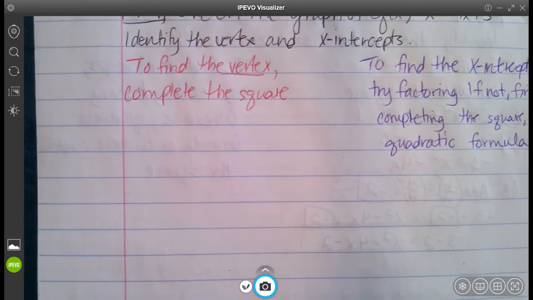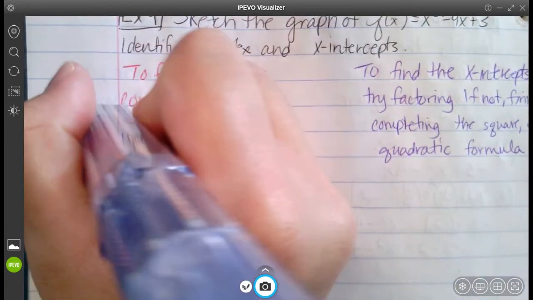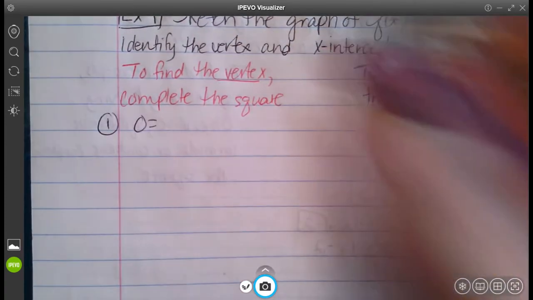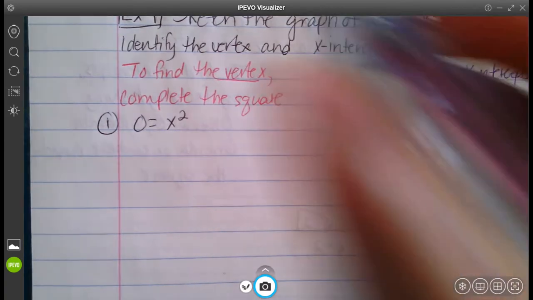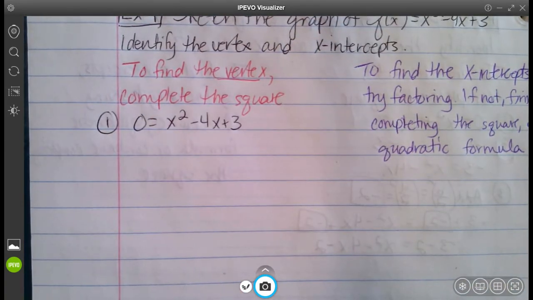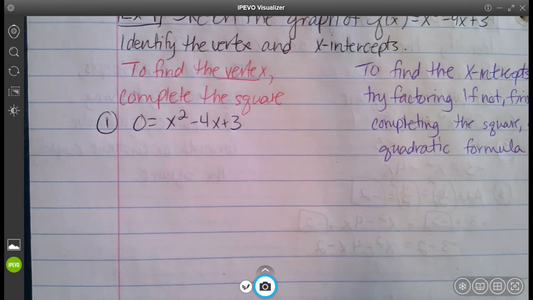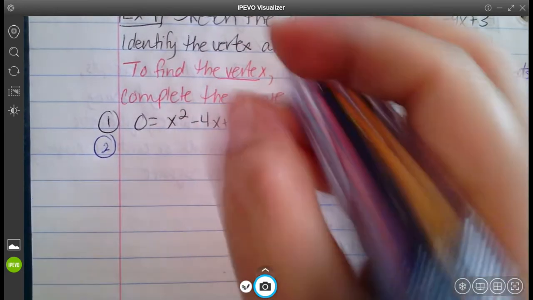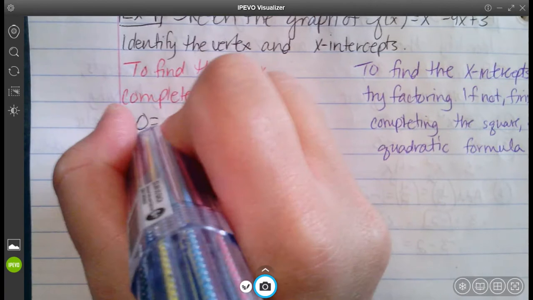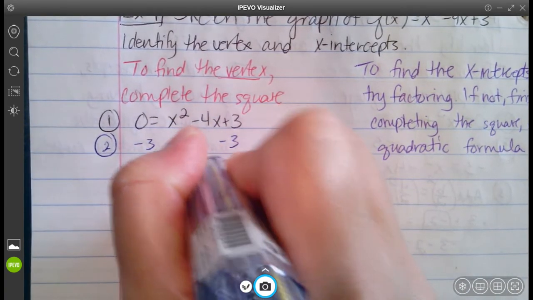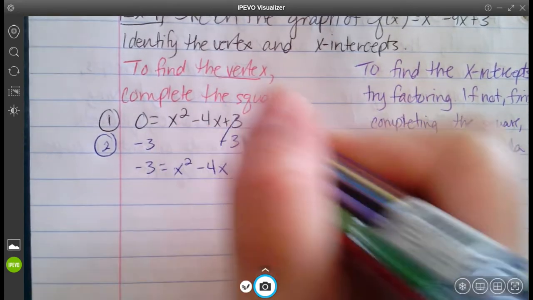So to find the vertex with completing the square, our first step is to set that equal to 0. So 0 is equal to x squared minus 4x plus 3. There's no a, so we don't have to divide by anything in this one. So for our new step 2, we can go ahead and move the constant right away. So minus 3 from both sides, which is negative 3 equals x squared minus 4x, and now that is gone.